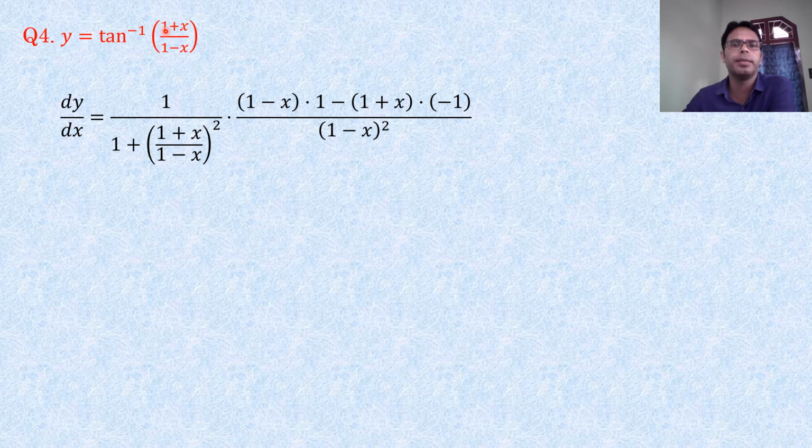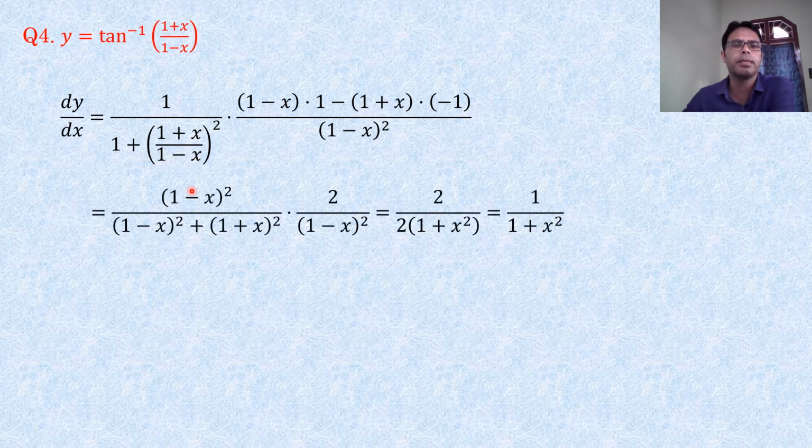So 1 minus x whole square, then 1 minus x remaining the same; the derivative of 1 plus x is simply 1, because the derivative of 1 is 0 and of x is 1. Then compulsorily minus 1 plus x is there; the derivative of 1 is 0 and of minus x is minus 1. So complete the product, taking LCM: 1 minus x whole square is the LCM, which goes to the numerator, 1 minus x whole square, this is plus 1 plus x whole square, and this denominator goes to the numerator. Here 1 minus x and 1 plus x, minus x plus x is cancelled, 2 will be there.